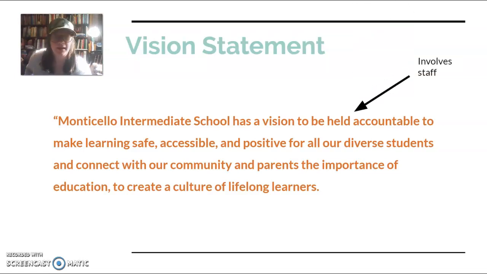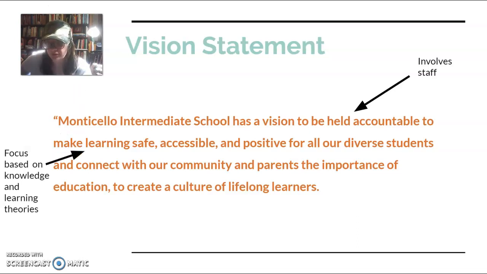So right here we have held accountable. Our school is held accountable. This involves staff, so when they're creating this and they have helped to figure out that we're accountable for doing this, it makes them feel involved and makes them feel like they should be working towards this vision statement. Over here we have to make learning safe, accessible, and positive.